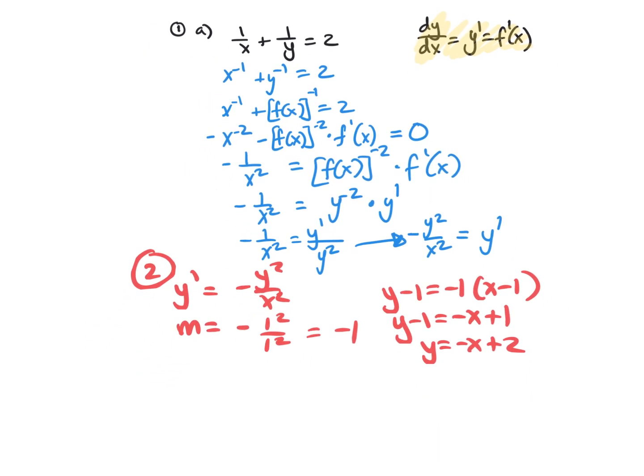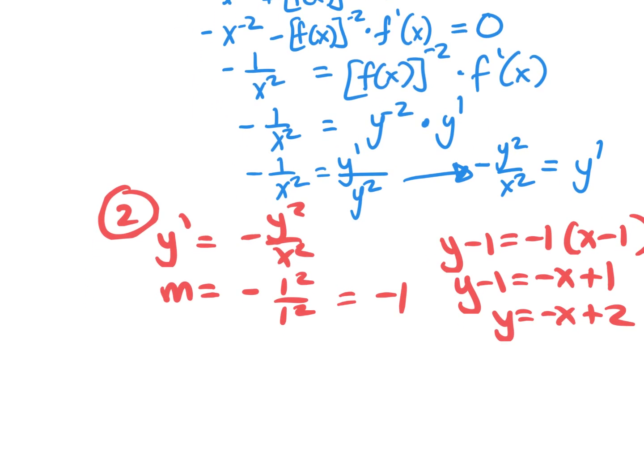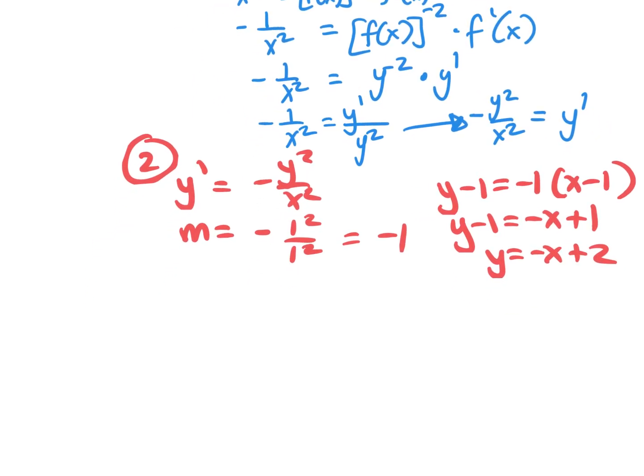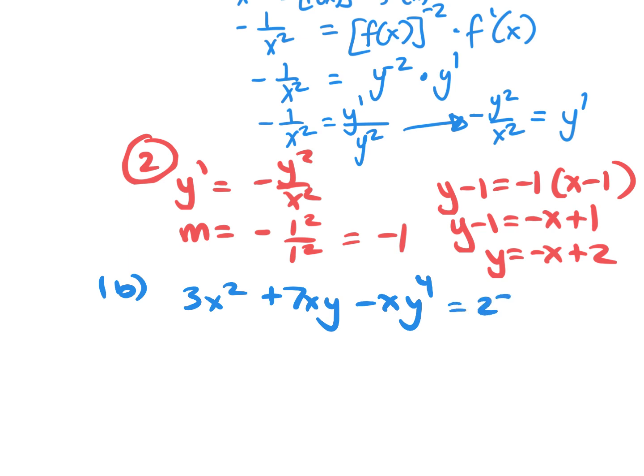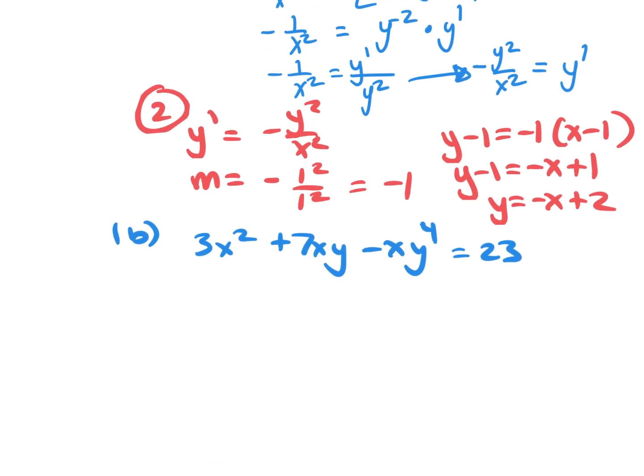Again, same idea. For me and my students, I always find it helpful to replace y with f of x. It just kind of reminds you what to do. Okay, so this is back to 1b. This is the original problem, 3x squared. So it's an equation relating x and y, but y, keep in mind, is a function of x. Minus x y to the 4th equals 23.